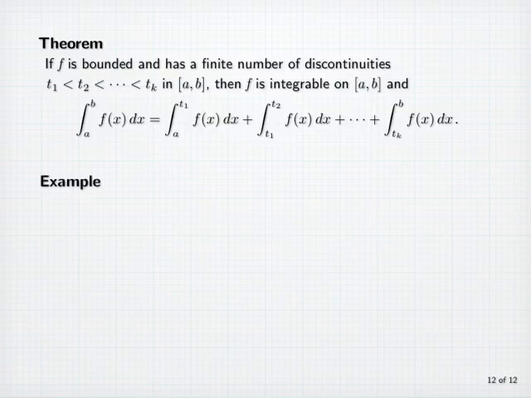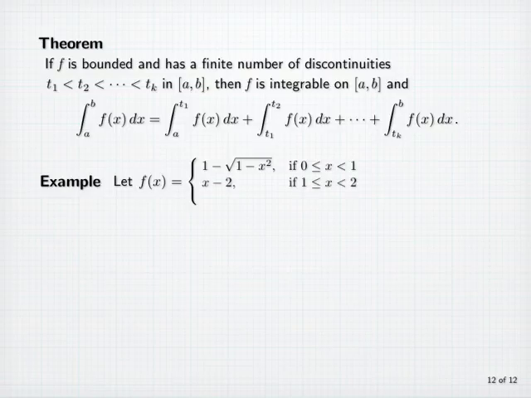Example. Let f of x equal the piecewise defined function that is 1 minus the square root of 1 minus x squared if x is between 0 and 1, x minus 2 if x is between 1 and 2, and 1 if x is greater than 2. Let's find the integral from 0 to 3 of f of x dx.